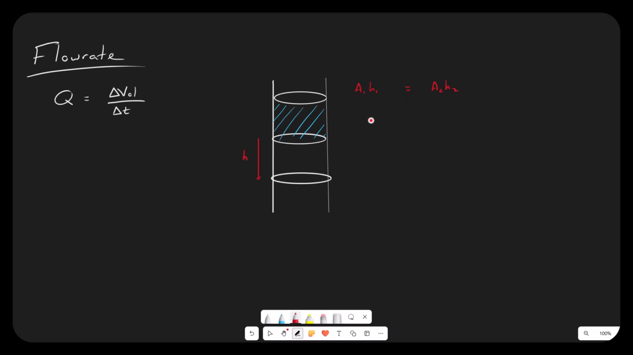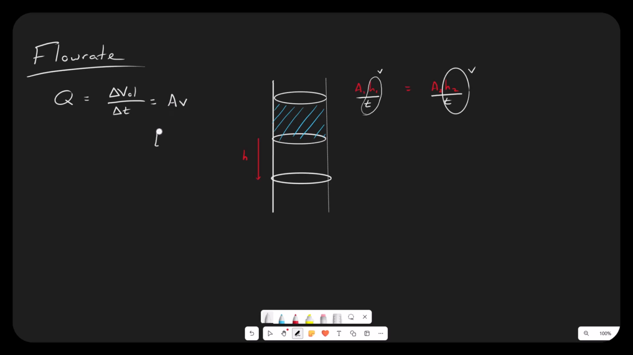But then there are questions. What if I want to move this in a time of 2 seconds? Well, if I divide on the left side by time, I have to divide on the right side by time. And now I've got something that gets a little bit more helpful. A height divided by a time, that looks a whole lot like a speed. And it is. So my flow rate equation I could write as an area times a speed.